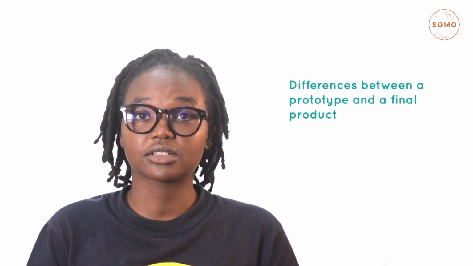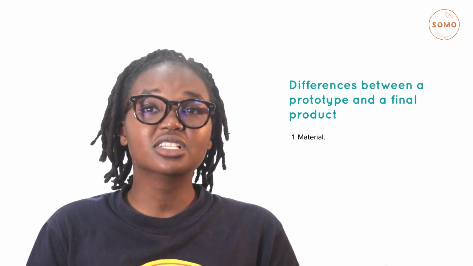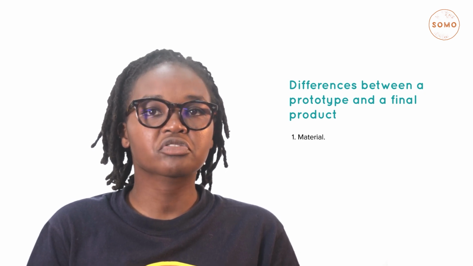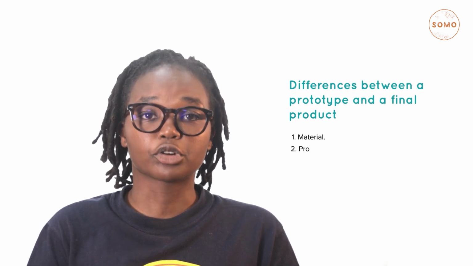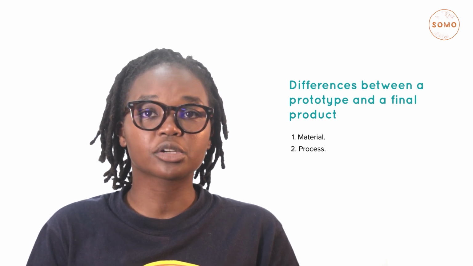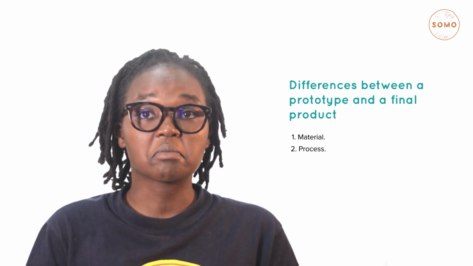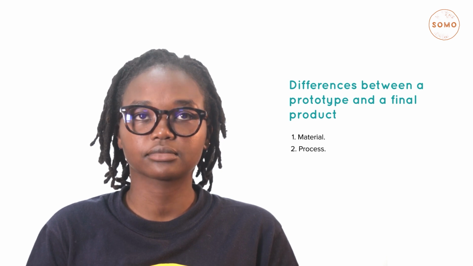What are the differences between a prototype and a final product? Number 1, material. The materials that will be used in a final product may be expensive, while a prototype may be made from relatively cheap materials. 2. Process. Mass production processes are often unsuitable for making a small number of parts, so prototypes may be made using different processes than the final product.